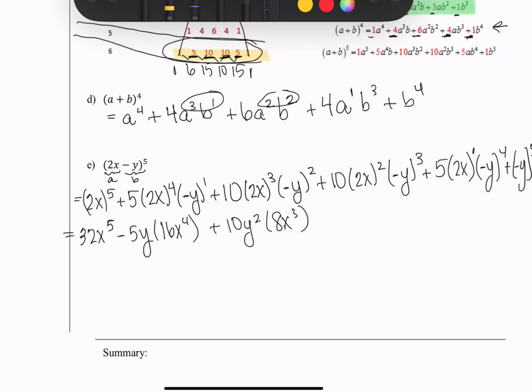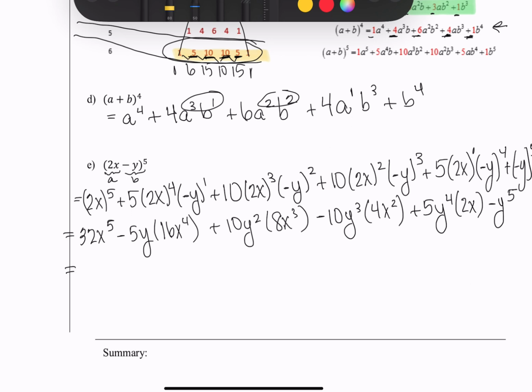The next term has a negative y cubed, which is going to make that a negative y cubed times a positive 10, makes the whole term a negative 10y cubed. And 2x squared will be 4x squared. The next term has a negative y being raised to the 4th power, making that y positive. So it'll be a positive 5y to the 4th times 2x. And the last term is a negative y to the 5th power, making that a negative y to the 5th power. A negative term. I'm going to simplify this one more time, and I'm going to rewrite it with my x's coming first.